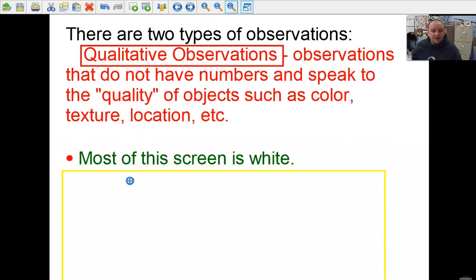So here are some qualitative observations. Most of this screen is white. Again, I could add information to this, do some calculations, and maybe I find out that 73% of the screen is white. Then I have a quantitative observation, but as it is, it's qualitative.